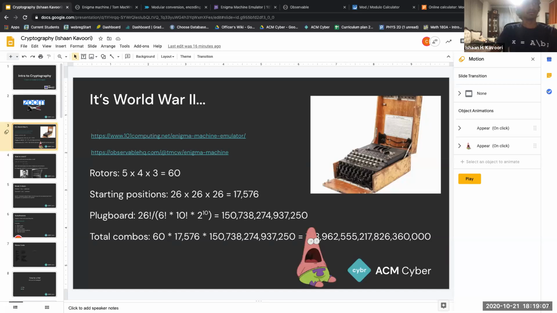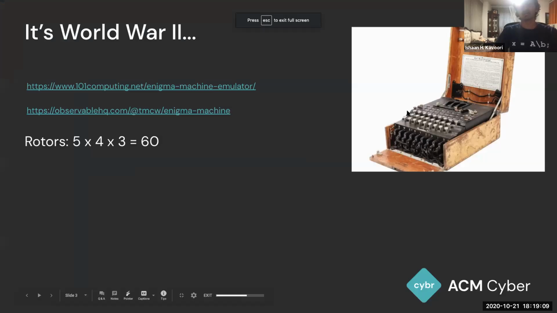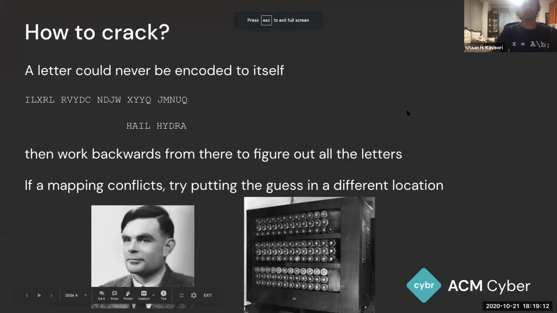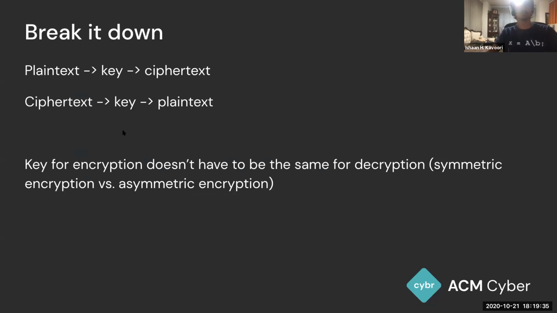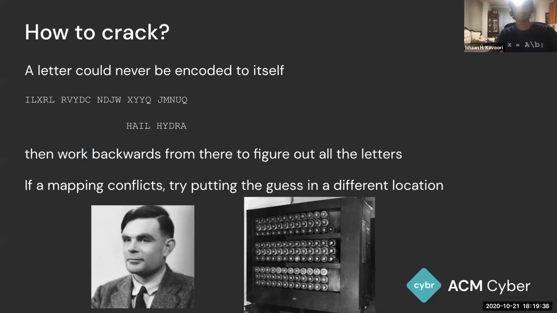Okay, now let's get back to how it was broken. The one flaw in the Enigma machine was that a letter could never be encoded to itself. So you could make a guess about a phrase that might be in a piece of text, like, for example, the phrase Hail Hydra, and line up your guess with the location in the message that you thought had that phrase.